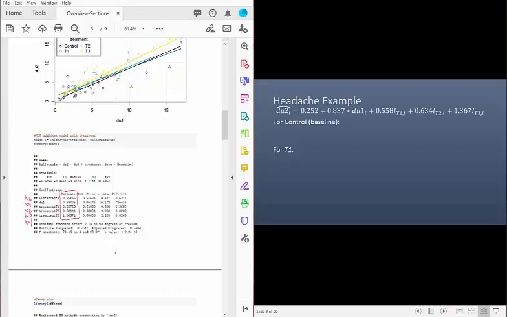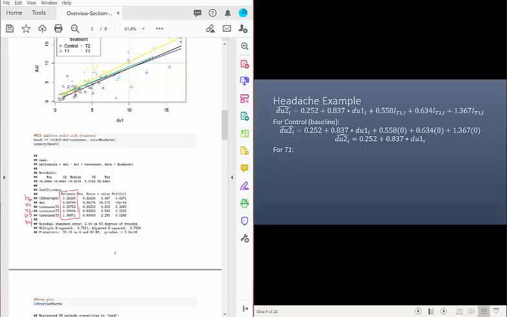When we find the model for control, our baseline model, we're substituting 0 in for the indicator variables for all of the other treatments. So the simplified model becomes the expected value of DU2 sub i is equal to 0.252, the y-intercept, plus 0.837, the slope coefficient, times the variable DU1.